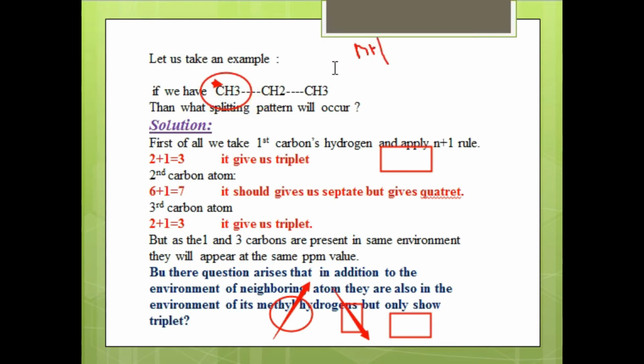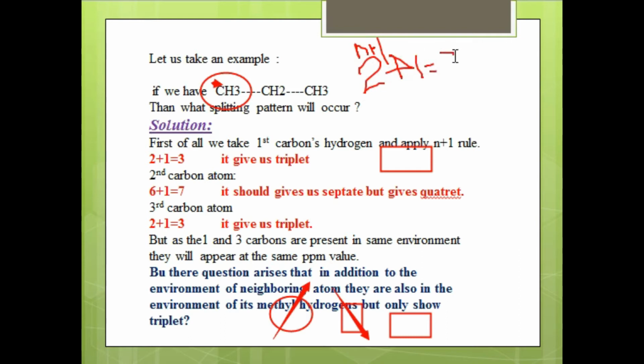Here, let's see, where the n is equal to CH3, meaning this H atom that we have represents the 1, and the n is the neighboring carbon atom, neighboring hydrogen atoms, which are attached to the carbon. Here let's see how many hydrogens are present. 2 hydrogens are present. We will write here 2 plus 1, then we will get a triplet.